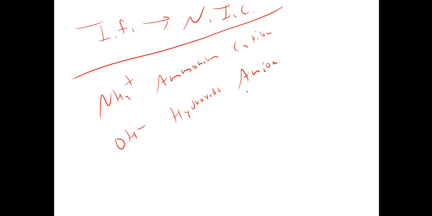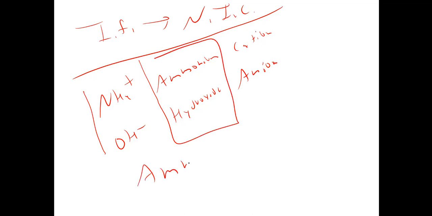All you've got to do is stick the names together, and that's it. No extra changes are needed. So in this case, it's going to be ammonium hydroxide. Even though hydroxide is an anion, the -ide is actually just naturally part of the name. So there are no name changes.